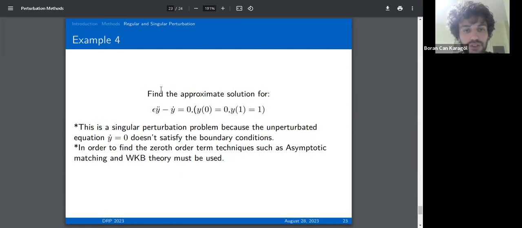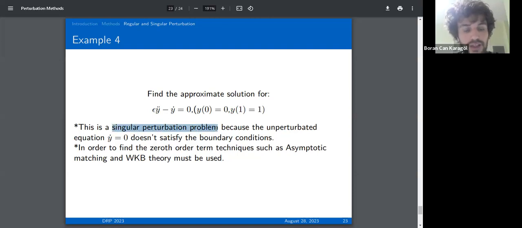Find the approximate solution for this differential equation with the boundary value problem. It's a boundary value problem. This is a singular perturbation problem because the unperturbed equation y dot equals 0 does not satisfy the boundary conditions. As we did in the last examples, if we were to try to set epsilon equal to 0, then we would get a constant function y equals c, which does not satisfy the boundary value problem. So it doesn't work. It's a singular perturbation problem.